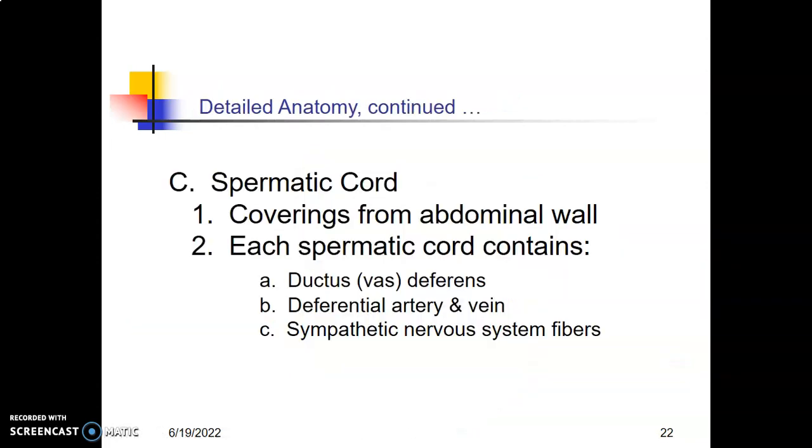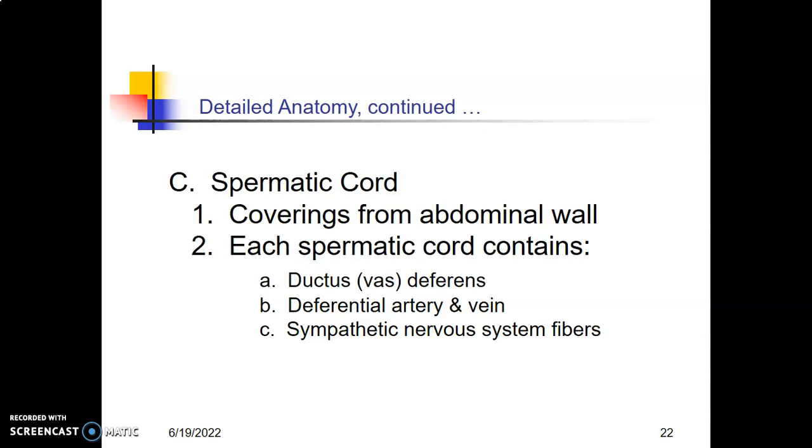Then we get the spermatic cord, which we discussed when we were discussing the inguinal region. The spermatic cord has coverings from the abdominal wall: the external spermatic fascia, a continuation of external oblique abdominis; the cremasteric fascia, which is a continuation of internal oblique abdominis; and the internal spermatic fascia, which is a continuation of fascia transversalis.